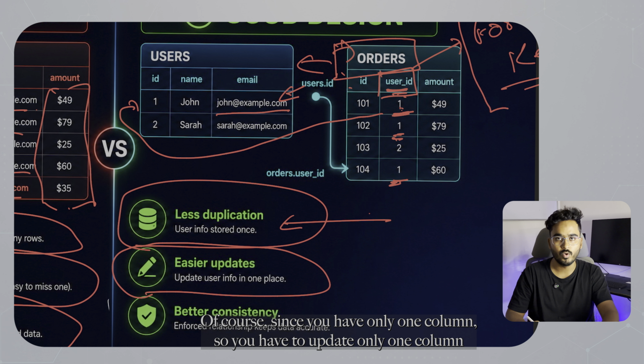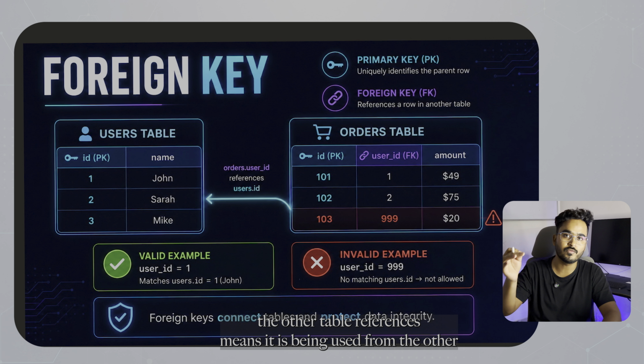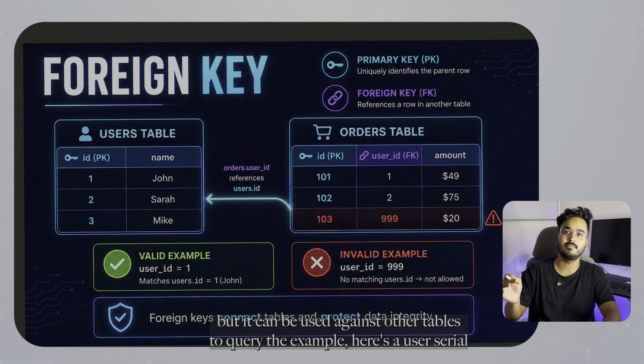Now the third thing we are discussing is the foreign key. Foreign key is a really important concept in SQL. Foreign key means a key that does not exist in the actual table and it references the other table. References means it is being used from the other table. It has a value that does not have any existence in the current table, but it can be used against other tables to query the data.